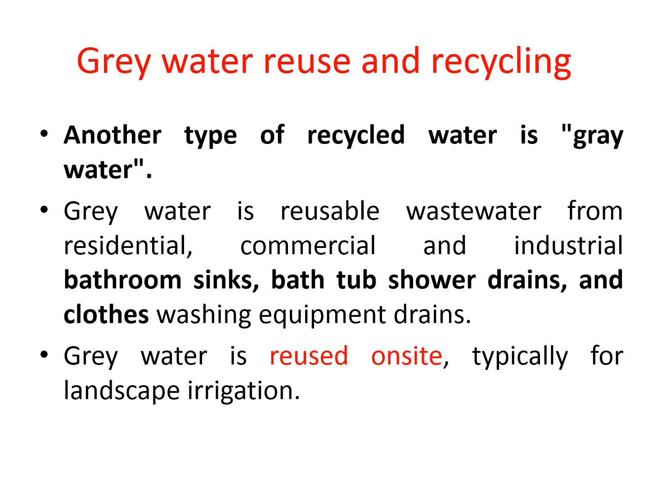Another aspect of wastewater reuse and recycling is to use grey water. Grey water is reusable wastewater from the residential, commercial and industrial bathroom sink, bathtub, shower drains and clothes washing equipment and drains. Basically, as compared to wastewater coming out from the toilet block, this wastewater, which is called grey water or sewage, coming from sink, bathtub, etc., has fewer impurities, and that's why it is the best option to reuse at site, typically for landscape irrigation by giving very nominal treatment.